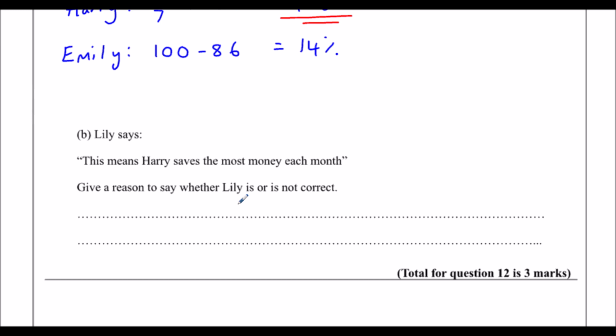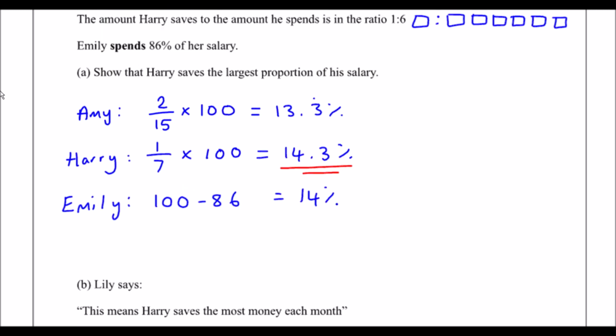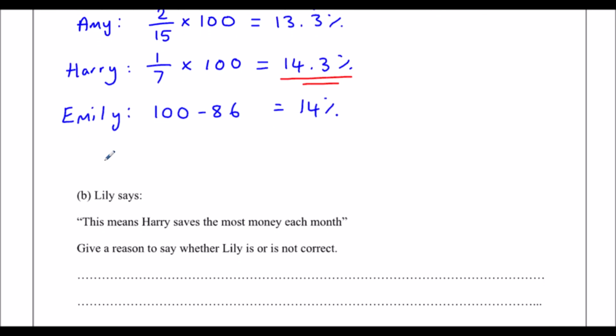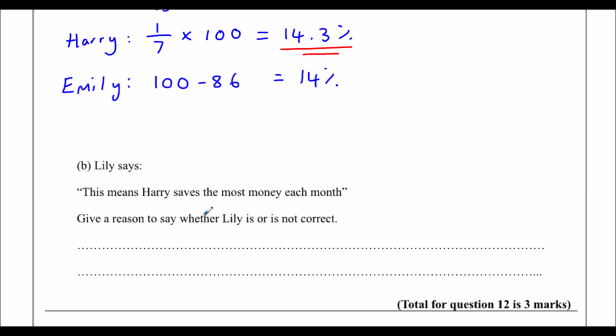Lily says, this means Harry saves the most money each month. Give a reason to say whether Lily is or is not correct. So we don't actually know what their salaries are. So we know that Harry saves the biggest percentage of his salary, but that doesn't mean it's the biggest amount of money. So she isn't necessarily correct because we don't know their salaries.